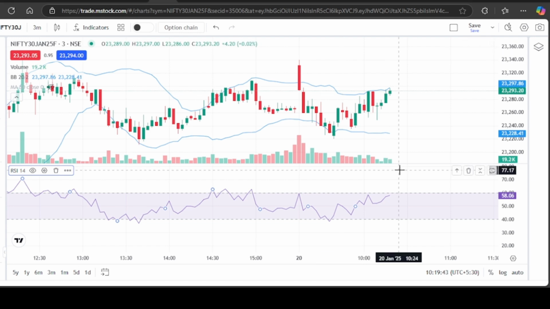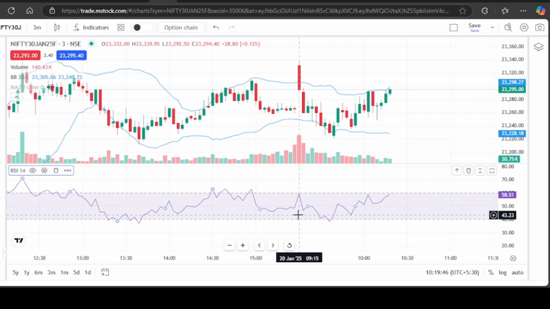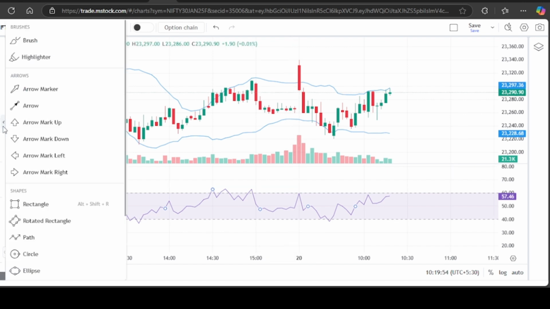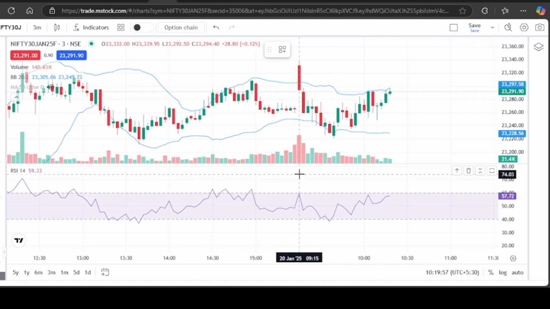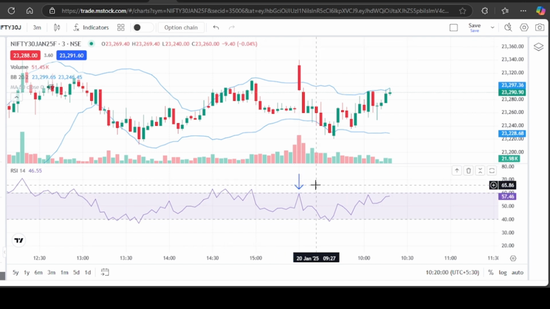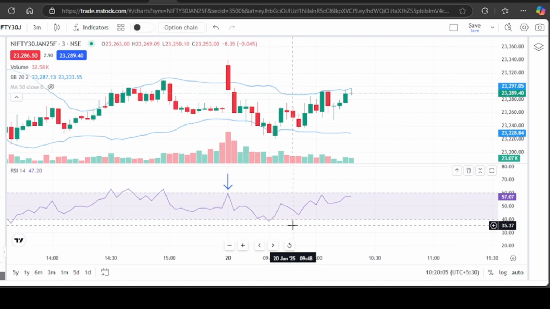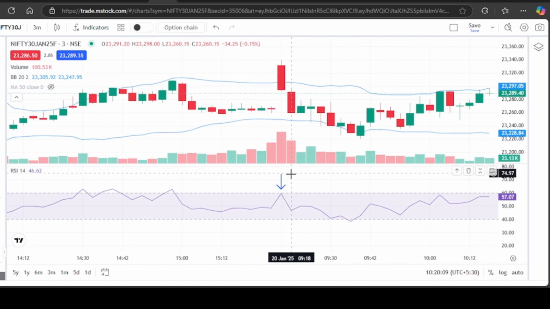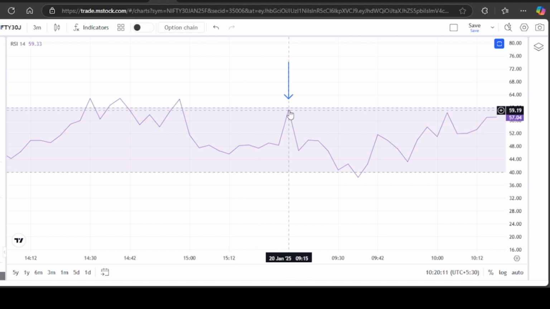So this is the live chart of 20th Jan 2025. If you see, there was a resistance over here. I'll mark this. So at 9:15, you got a good resistance on the upper limit line, that is 60. And it was a perfect resistance that you got. Let me expand this, and you will see that we got a perfect resistance on the upper limit 60. Now, if we evaluate only the RSI indicator, we found a resistance.